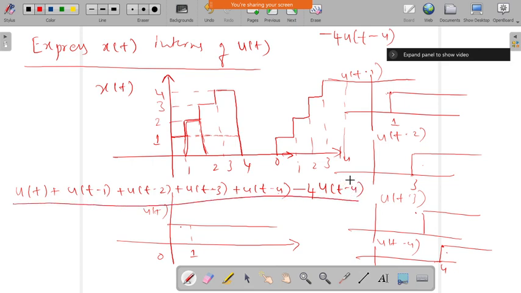Is it understood? Any doubt in this? This is one of the important problems; this kind of problem will be asked. So I need to add all the amplitudes and at 4 I need to bring it down. That's why at 4 I give the amplitude scaling 4 and then negate it, so I will get 0. Okay, is it understood?